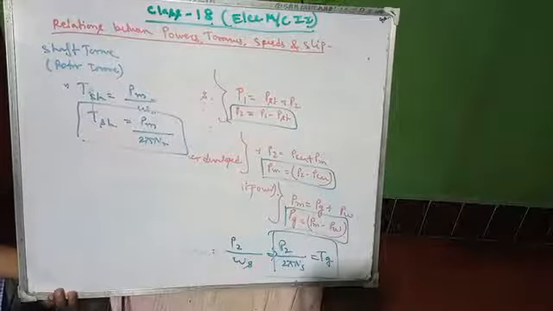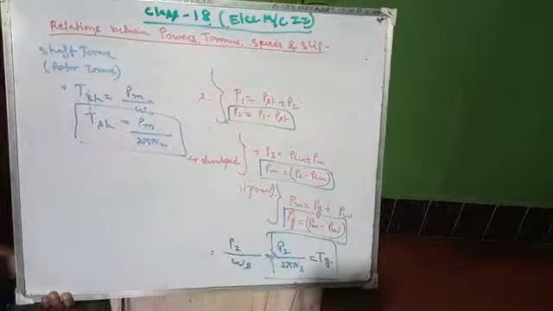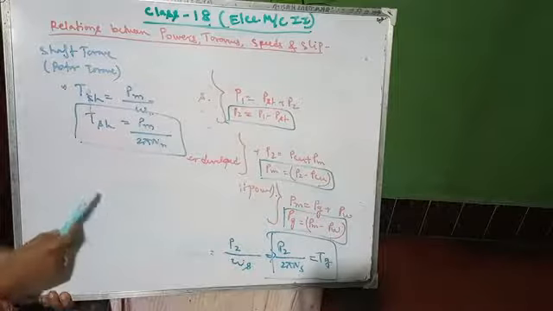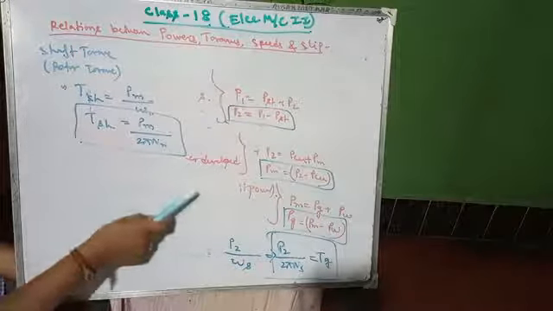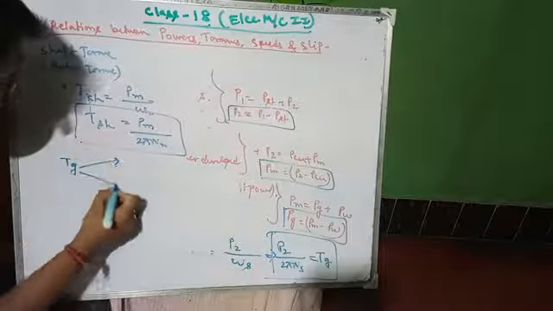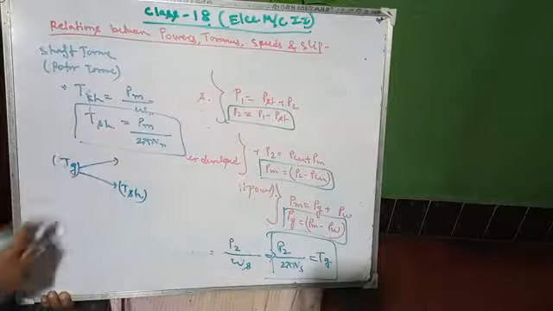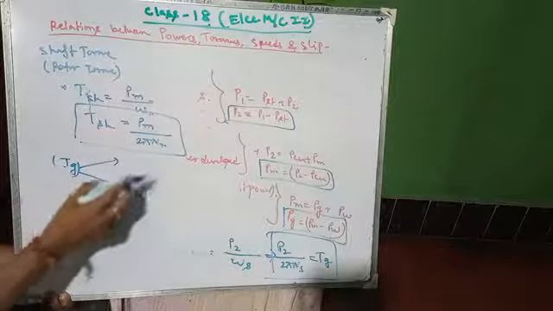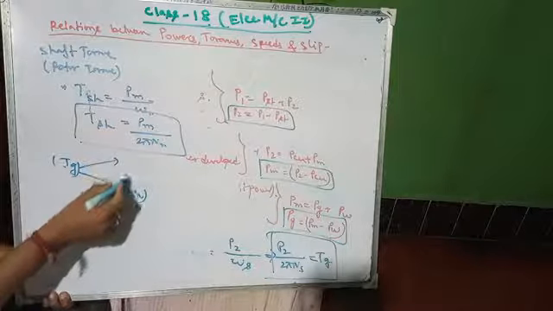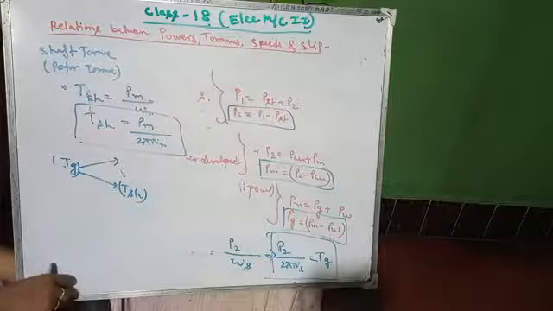Next, write one sentence over here: the difference between TG and TSH. Because from this TG there are two sections, TSH will be the output, and the difference between these two is lost due to the friction and windage loss in the motor.